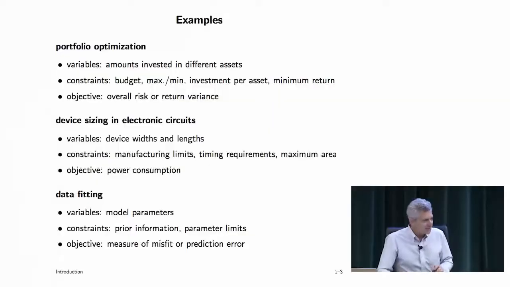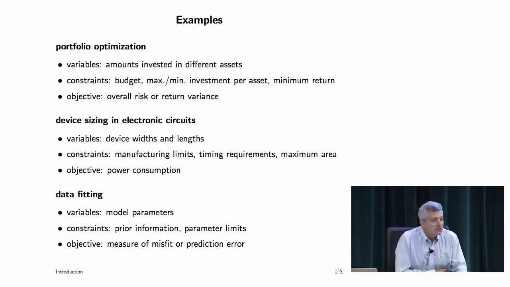Let's look at some examples. The first one is portfolio optimization. Here, the variables could be the amounts: you have x1 through xn, and these could be the amounts you invest in different assets. By the way, these amounts could be the number of shares, they could be dollar values, or they could be fractions of a total portfolio.